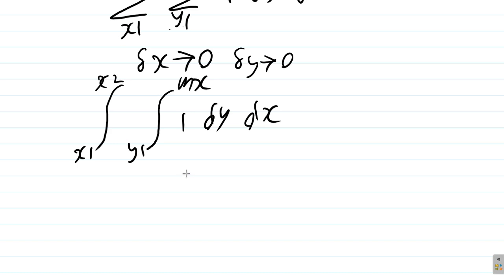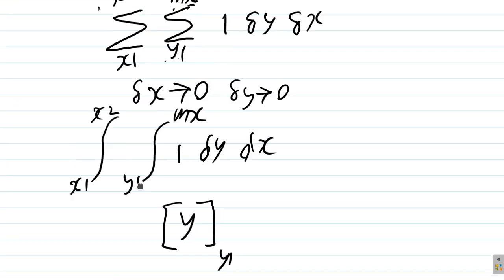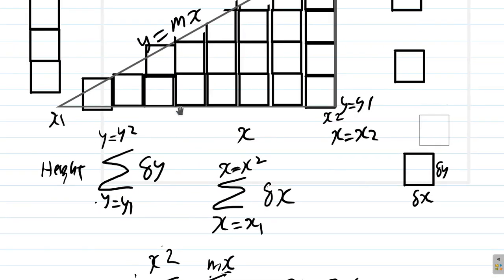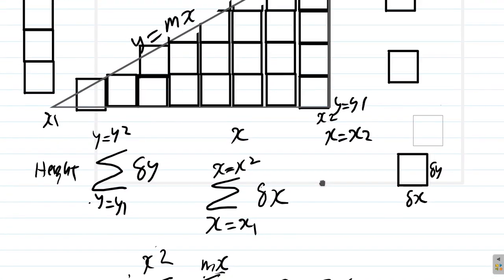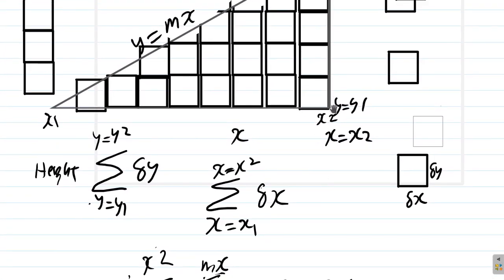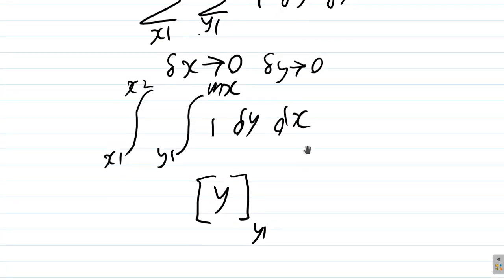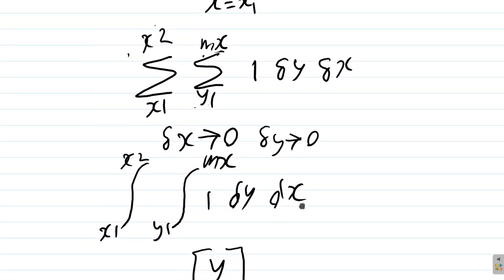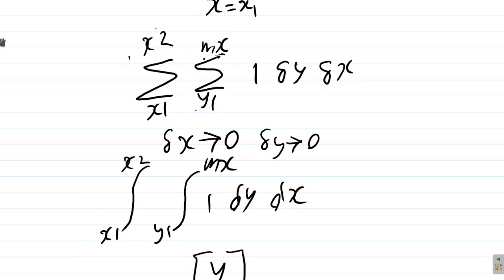Now, when you integrate with respect to y, you get y. And this is a definite integration. It goes from y1 to, well, by the way, what is y1? Let's not leave that out. y1 is 0. It is 0, because we're starting on the floor, on the x-axis. So you can just call y1 0.